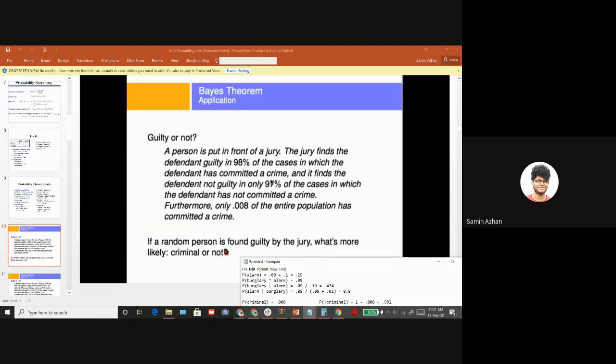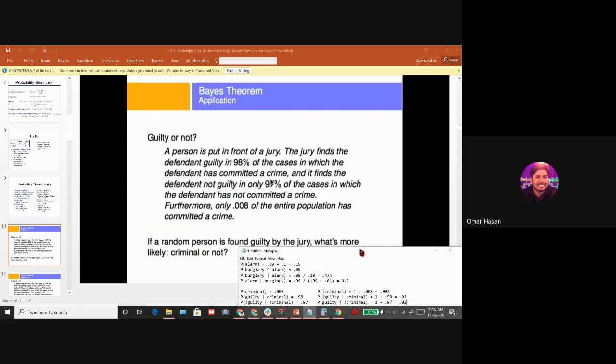That means this time it's given that the person is found guilty. So guilty is true. We have to figure out the probability of being a criminal and the probability of not being a criminal, and which one is higher. Is the question clear? Yes.